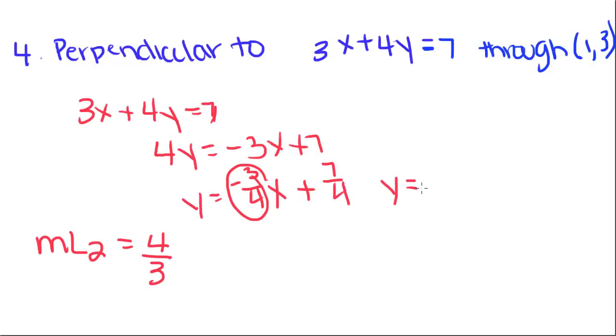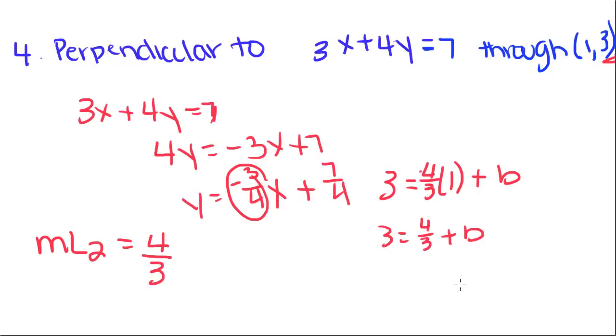So we get y is equal to 4/3 times 1 plus b. And this should say 3 because this is our y right here. So 3 is equal to 4/3 plus b. If we subtract the 4/3 over and get a common denominator, we'll get b is equal to 5/3.